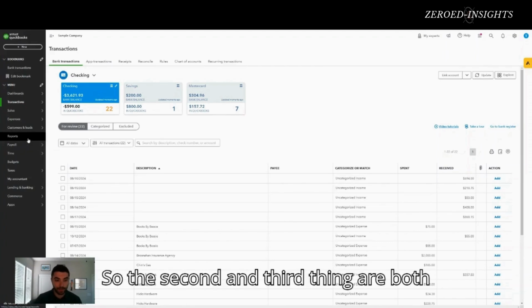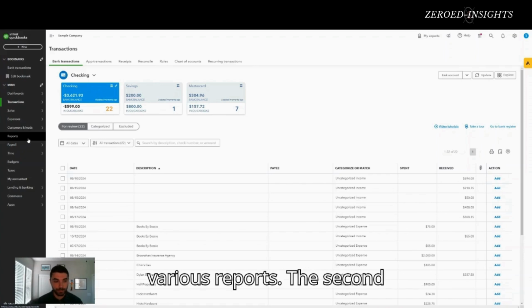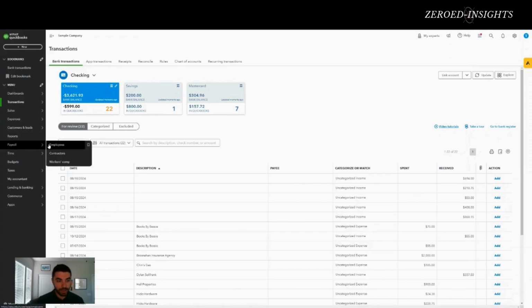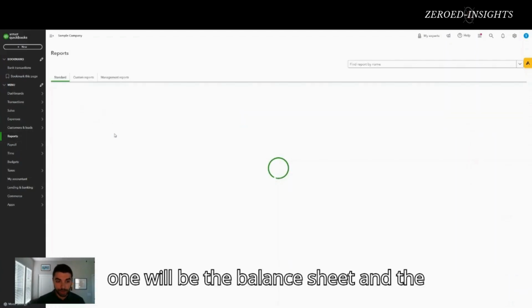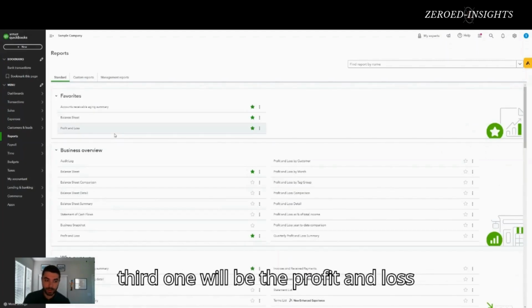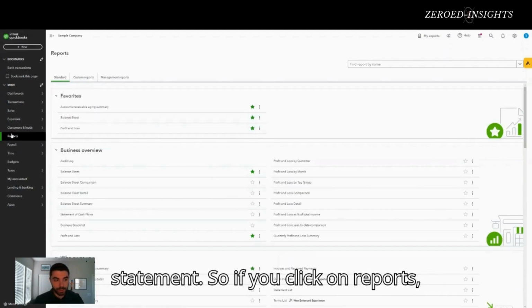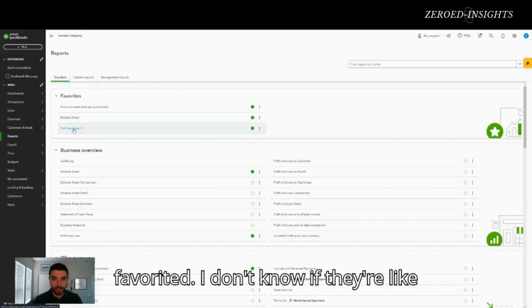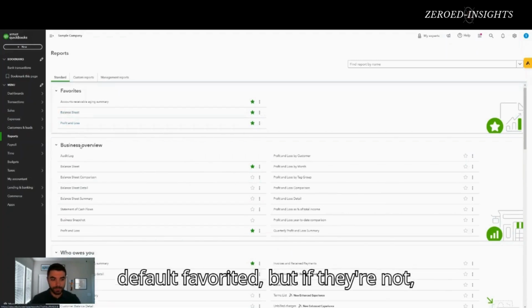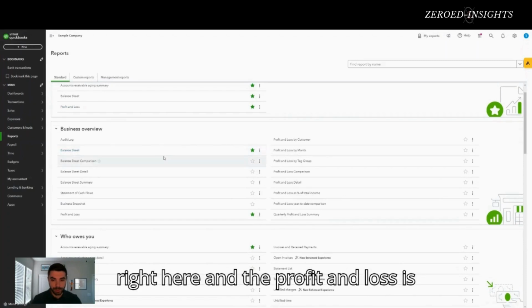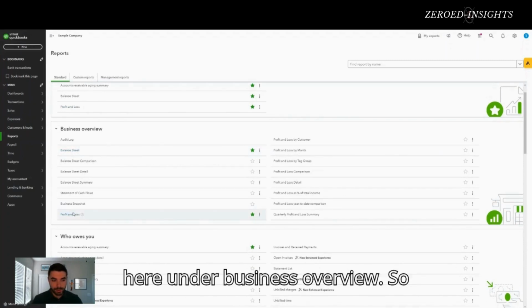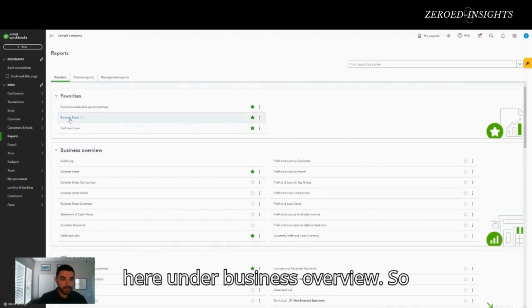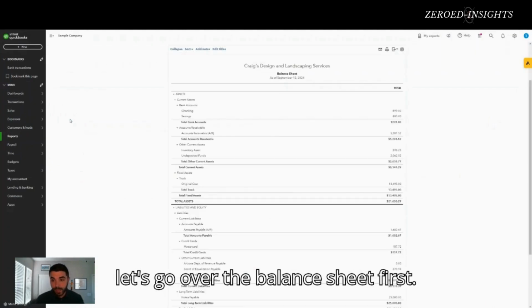So the second and third thing are both various reports. The second one will be the balance sheet, and the third one will be the profit and loss statement. So if you click on reports, I think I have mine favorited. I don't know if they're default favorited, but if they're not, then the balance sheet's going to be right here and the profit and loss is here under business overview. So let's go over the balance sheet first.